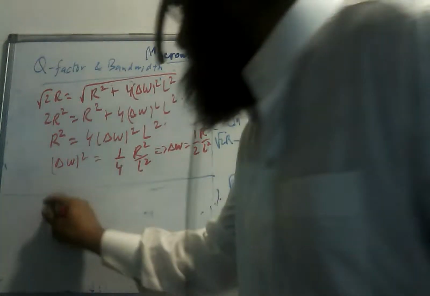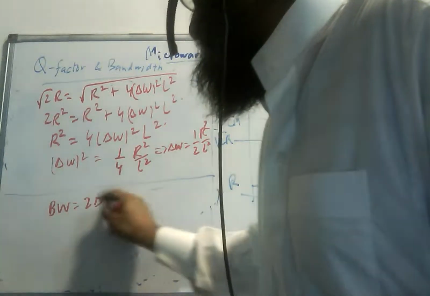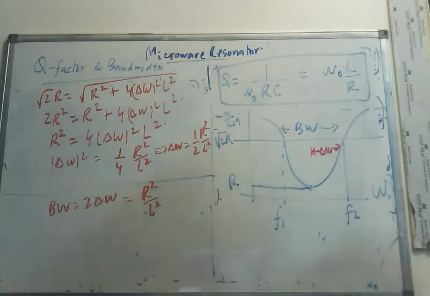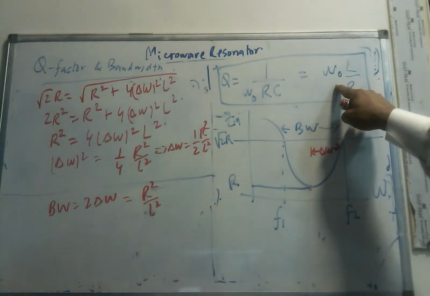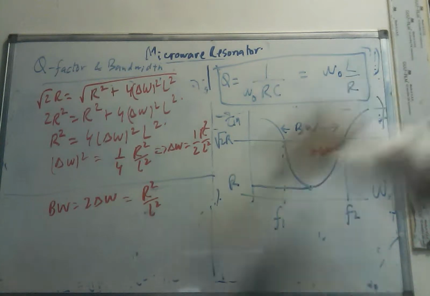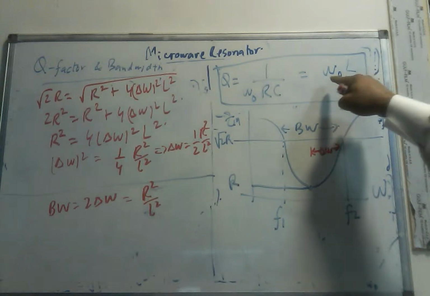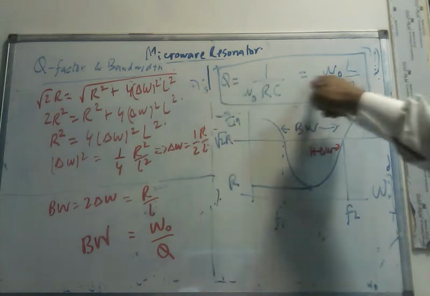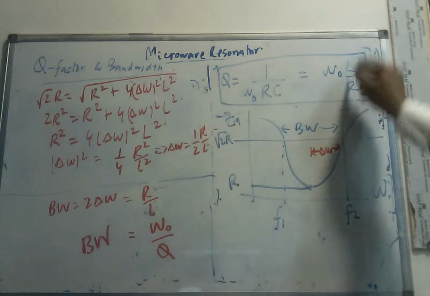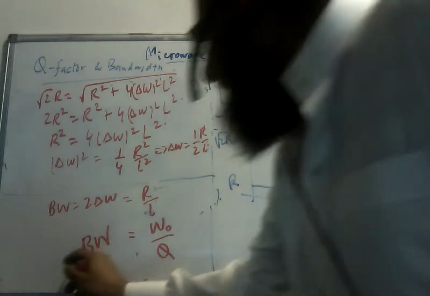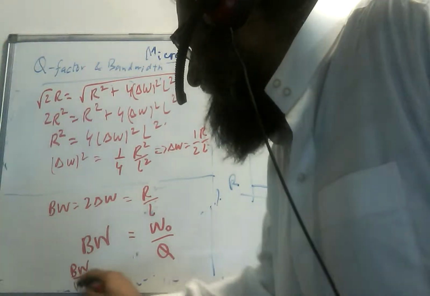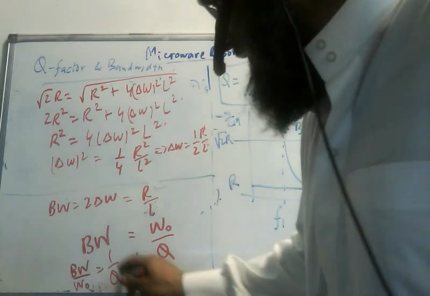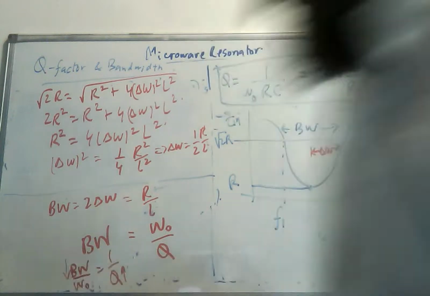So bandwidth 2 delta W is equal to R squared divided by L squared. Now we see here that the quality factor is omega naught L over R. So from this, R over L is omega naught divided by Q. So my bandwidth divided by omega naught is 1 over Q. So the bandwidth is inversely proportional to Q. So if the Q is large, the bandwidth is small.